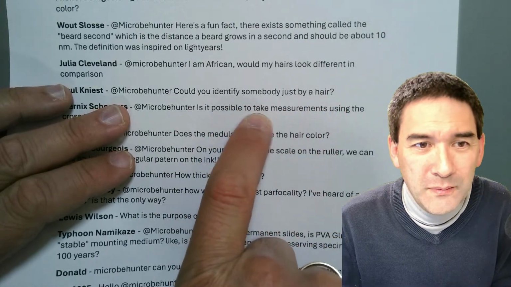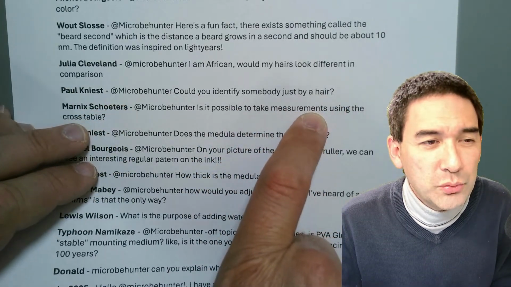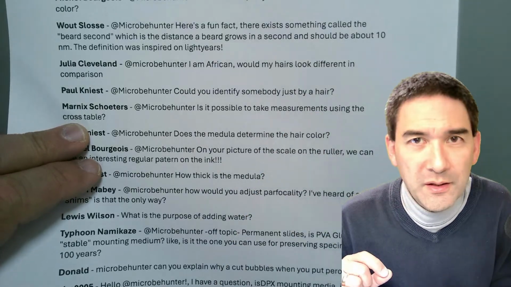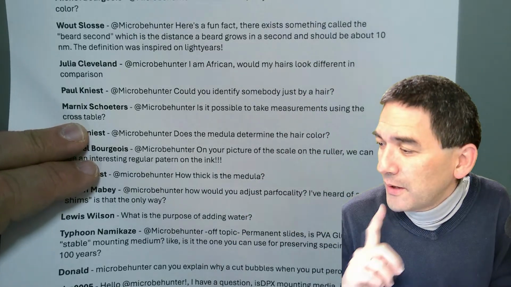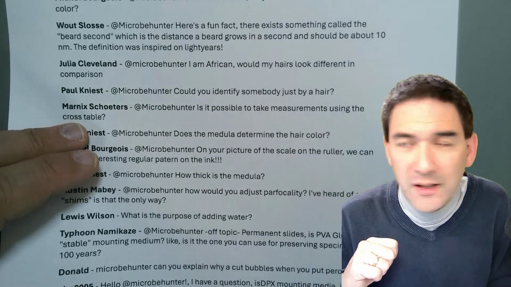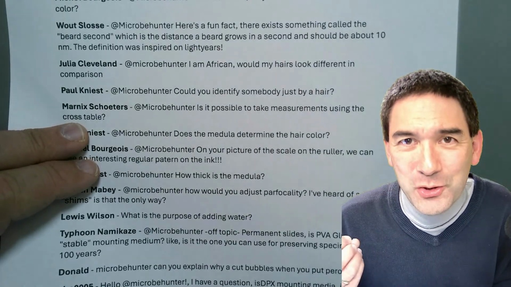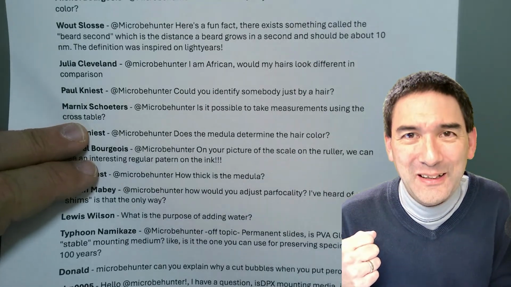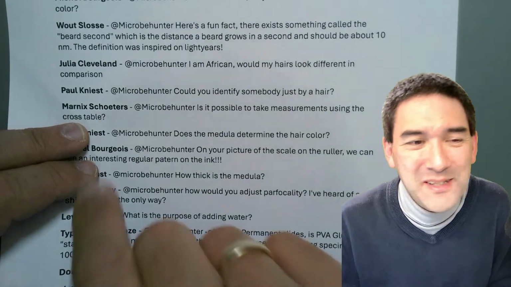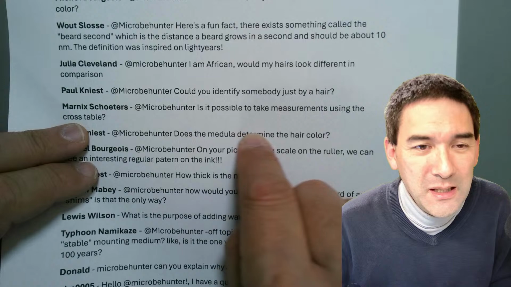Is it possible to take measurements using the cross table? I think this was the stage micrometer, right? Yes, it is possible, and I will take this as a hint or a suggestion for a future video, to show you how to use the micrometer of the stage to make measurements. Does it determine hair color?